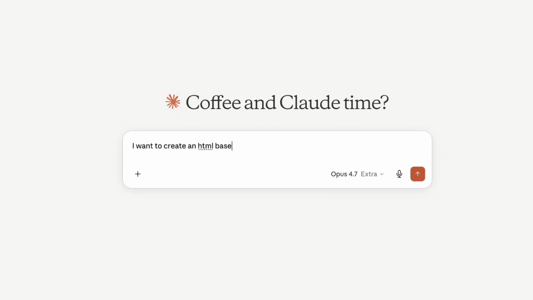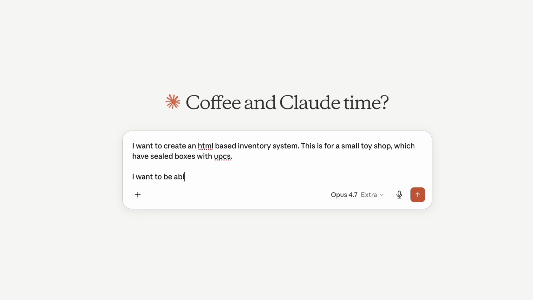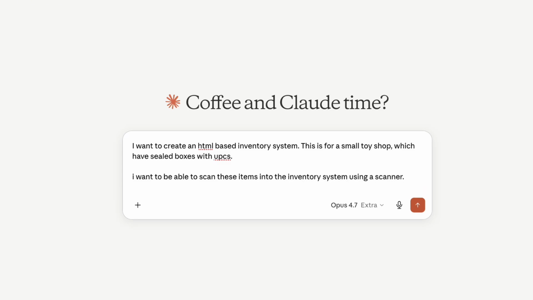I'm going to start by writing into Claude. I want to create an HTML-based inventory system. An HTML file will run in your browser, either Chrome, Edge, Firefox, or Safari. And I'm going to add some additional details, such as this inventory system is for a small toy shop. It has sealed boxes with UPCs.